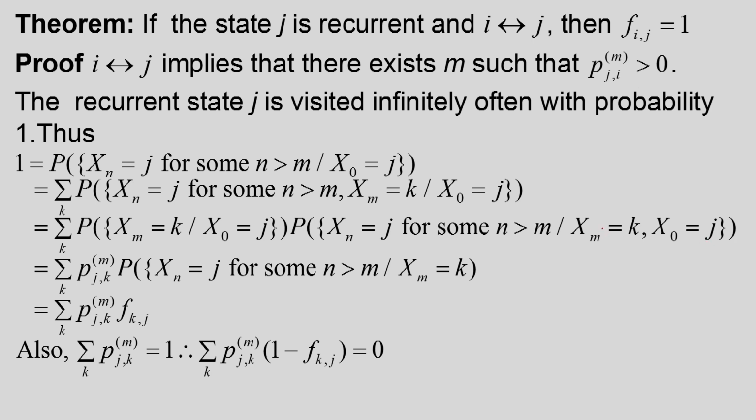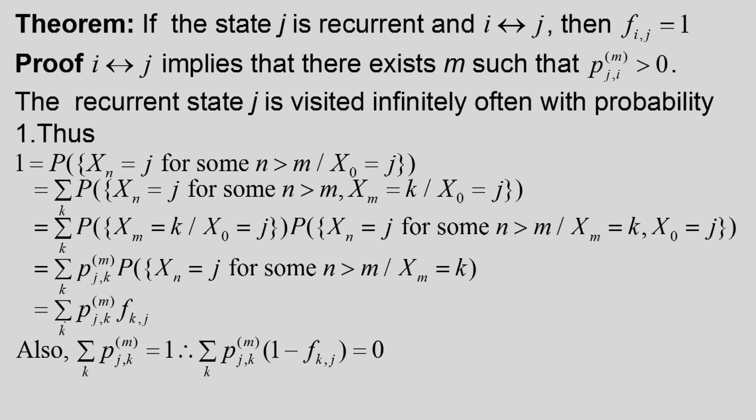But using the Markov property, we can write this part simply. By definition it is P_jk^(m), and this one is the probability of X_n equal to j for some n greater than m, given that X_m is equal to k, because this is earlier. So it is independent of this, therefore we can write like this. Now this quantity we know is F_kj, the probability of X_n equal to j for some n greater than m, given that X_m is equal to k.